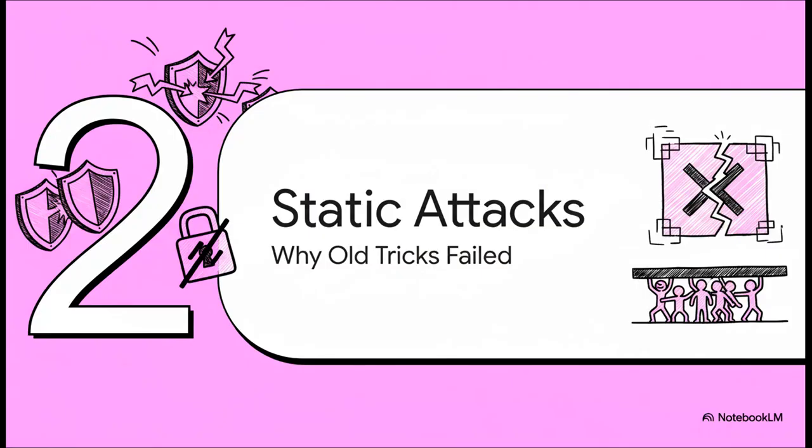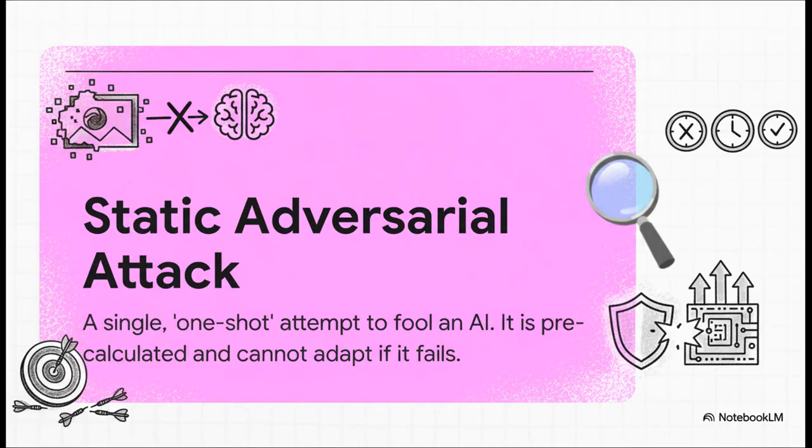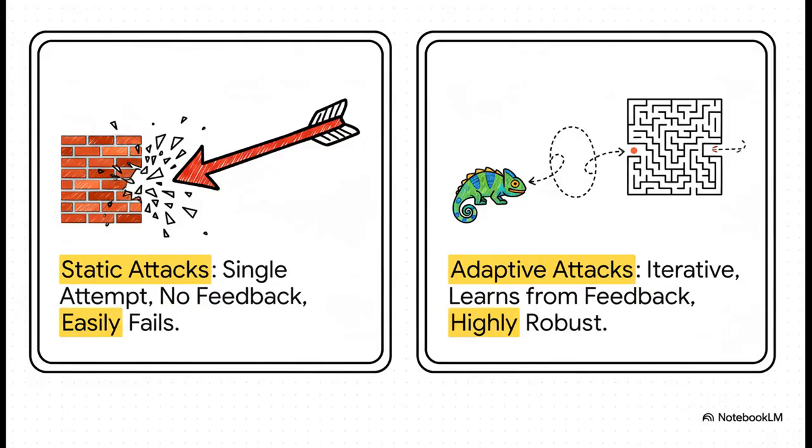Now, people have known about this vulnerability for a little while, but honestly, the early attempts to use it were, well, they were kind of clumsy. They were easy to spot and easy to stop. We call them static attacks. A static attack is basically a one-and-done deal. An attacker makes one corrupted image and just hopes for the best. If the AI has slightly different defenses, or if the model gets an update, boom, the attack just fails. It has no way to learn or adapt. And this lays out the difference perfectly. Static attacks, they're rigid, they're brittle.